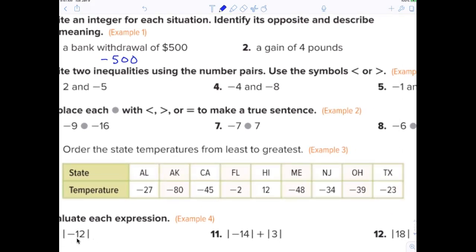So a gain is to do what? Add. So this would be just represented with a plus 4. Now, technically, do you need the plus there? No. 4 is understood to be positive. Is everybody okay with that?